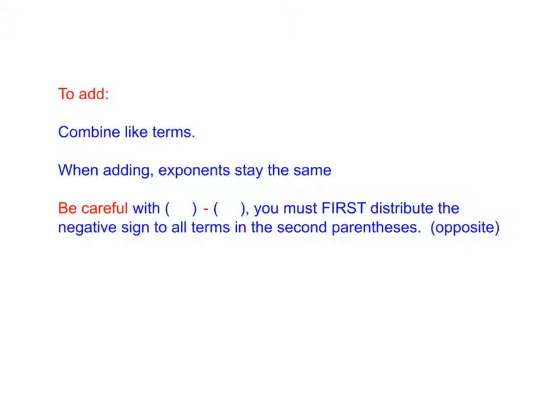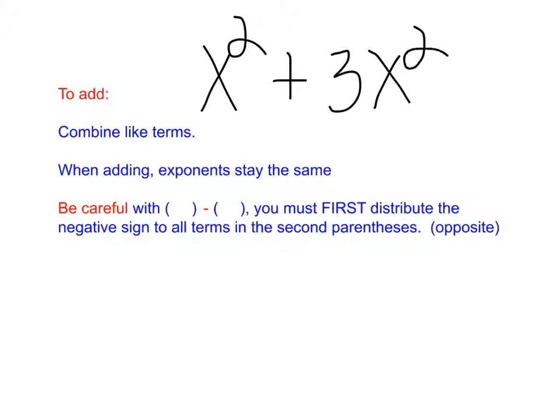So here's our quick notes. To add polynomials, you're just going to combine like terms. Don't forget like terms. We have x squared plus 3x squared.